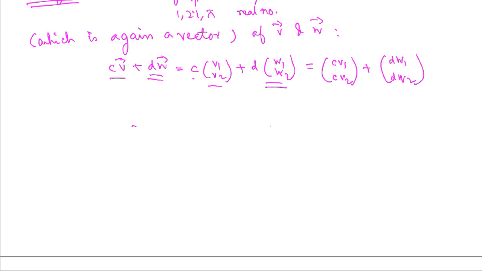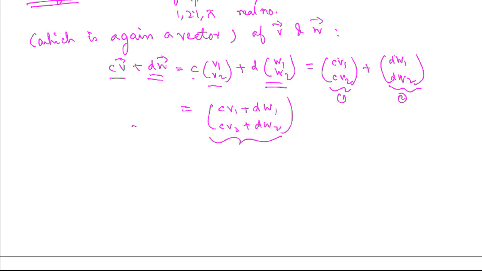So now we are stuck with these two, but we know how to add two vectors. All we do is add apples to apples, oranges to oranges, or however you interpret it, similar positions together. So now cv1 plus dw1, cv2 plus dw2. So that's your new vector. Those are the components.